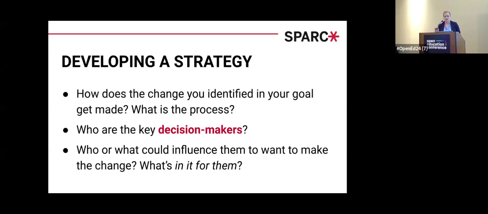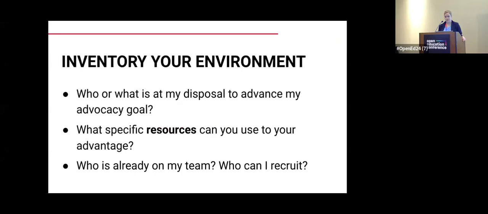When you're thinking about this, you also need to take a moment to identify who you're appealing to. Who are the decision makers in this situation? Who has the power to change these things? I'm going to talk about who they might be in just a couple of slides. But most important is who or what could influence them to want to make this change. A quick way of saying that is really just what's in it for them. Why should they say yes? This is where it gets super interesting, and we'll go into that more in a little bit.